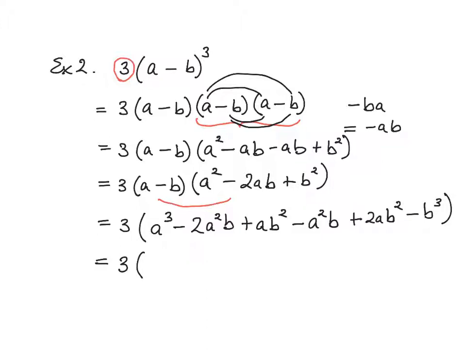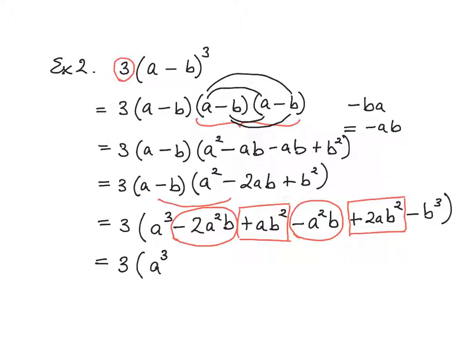Now, let's have a look and see. Here is a term which has an a squared b. Here is another term which has an a squared b, so those two can go together. This term is ab squared, which is different. And here is another ab squared term. So, a cubed minus 3a squared b plus 3ab squared minus b cubed.